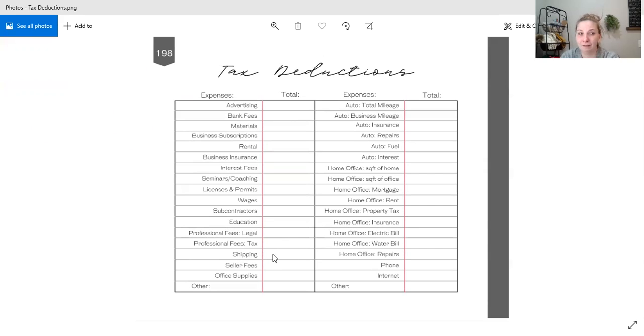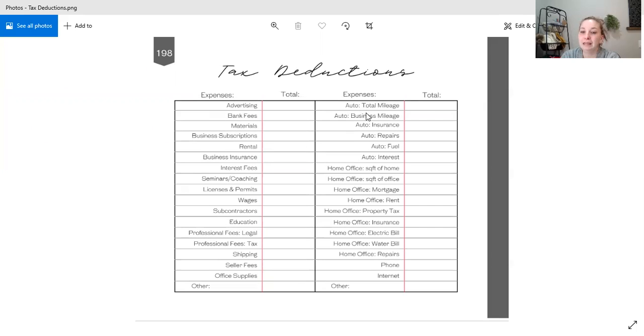Shipping, this includes anything from your postage label to your shipping materials. Seller fees, these are specific to those of you who are selling online. So any seller fees that you have, specifically those who are selling on Etsy, you pay a 20% seller fee every time that you list an item. So your total of that is going to go here. Your office supplies are going to go here, and that's paper, pens, ink, anything used inside your office.